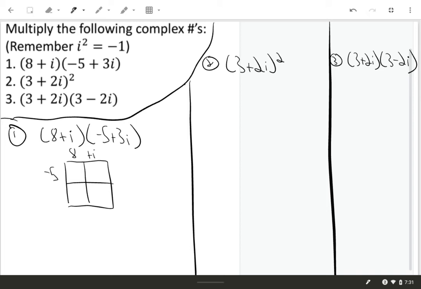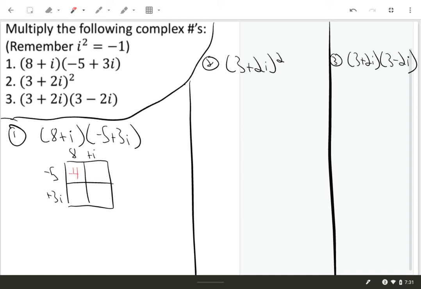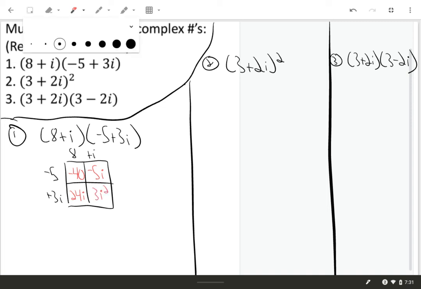8 plus i. Okay. So we have, let's see, -5 times 8. That's going to be -40. Okay. And we have -5 times i is going to be -5i. Then we have 3i times 8, which is 24i. And then we have 3i times i, which is going to be 3i squared.